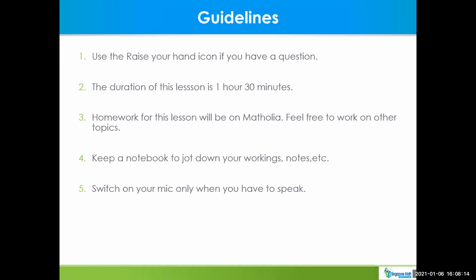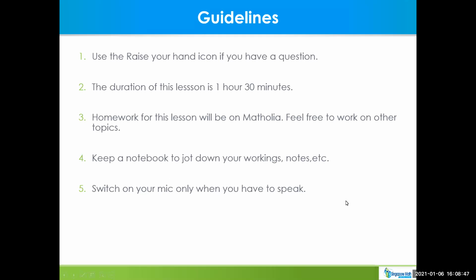Now point 4, keep a notebook to jot down your workings and notes. I think it's very helpful so that you don't have loose pieces of paper. So we strongly advise you to keep a notebook. And last but not least, like what you guys are doing right now, keep yourself muted, and switch on your mic only when you have to speak. It's really very nice to meet the two of you. Let's move on to the next part now.